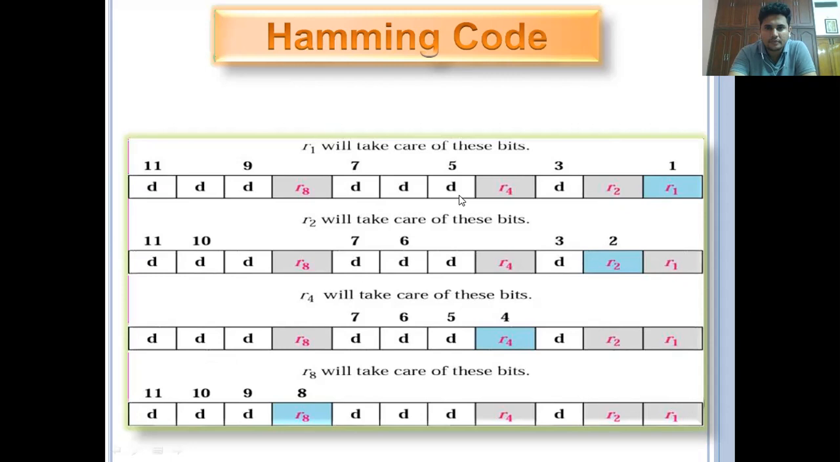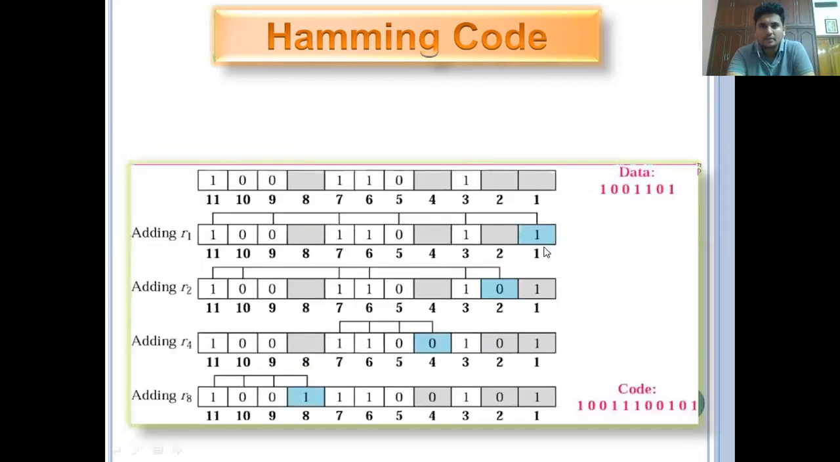1001101. So adding R1, adding R2, adding R4, and adding R8. So now the code is: 1001 we are adding. These are the redundancy bits. For example, you could add 1111, 0000, 0101, 1010, whatever it may be.